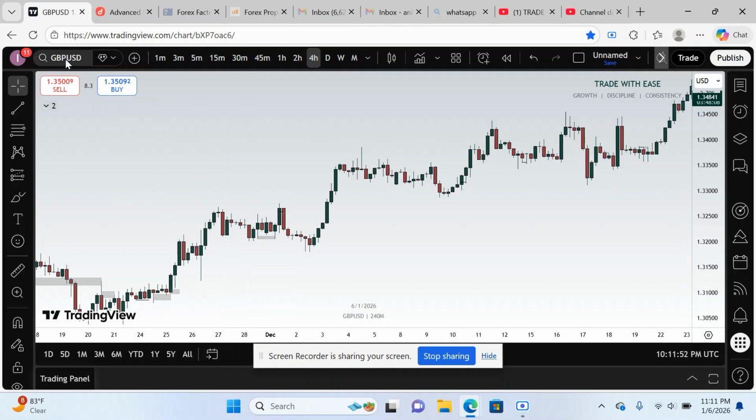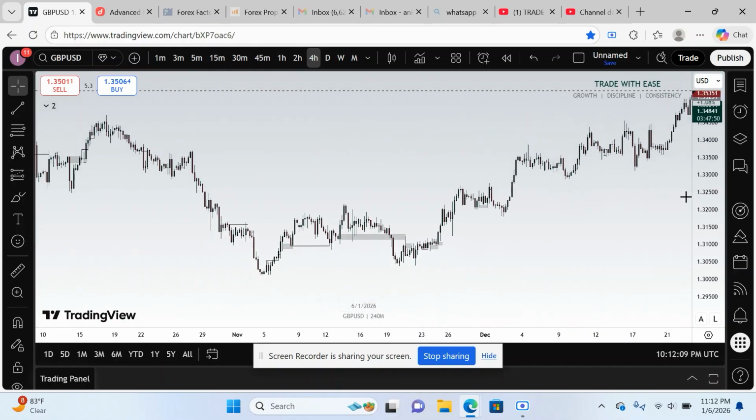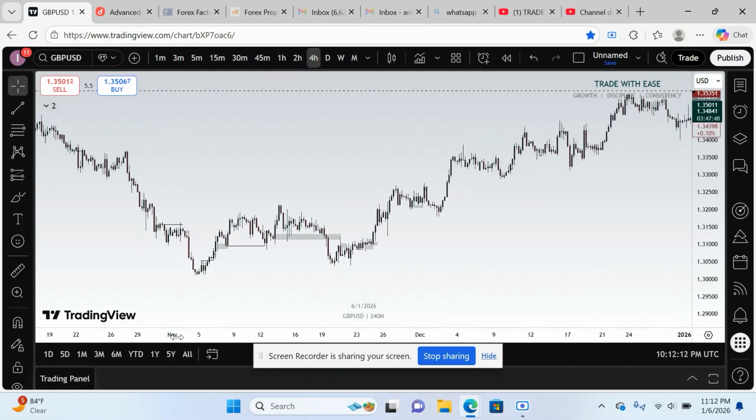This is pound dollar on the 4 hour chart, right? This is the higher time frame. So this is 4 hours. Now let's go ahead and check the 4 hours.